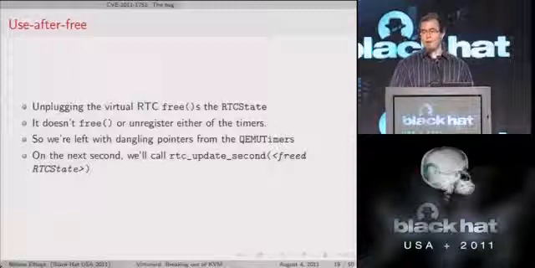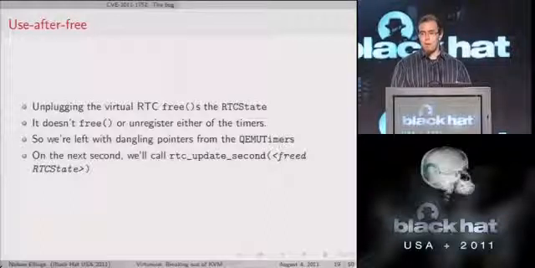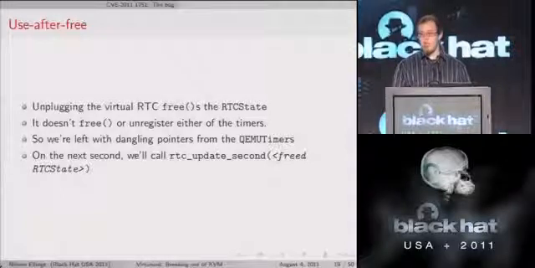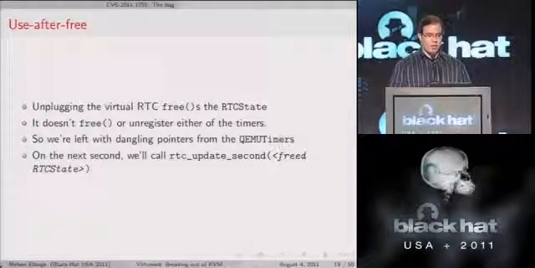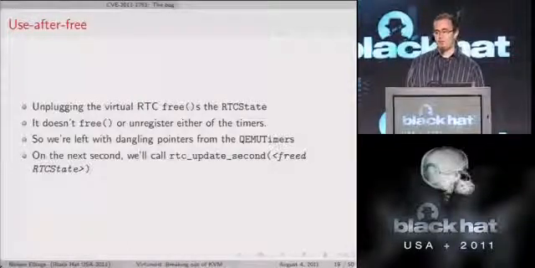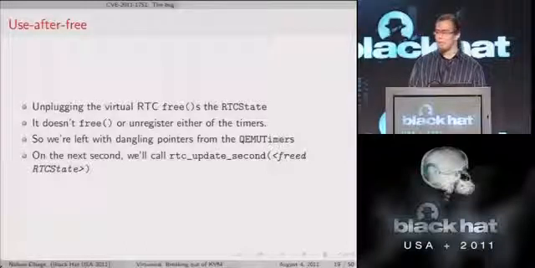But if I unplug the virtual real-time clock, that frees the memory backing the real-time clock, but its destructor doesn't clean up any of the timers that it uses. And so we're left with this timer that says, in 1 second, call a function on that real-time clock object. But that real-time clock object doesn't exist anymore, and so we have a classic use after free. And so at the next second boundary, we're going to call this RTC update second, which updates the real-time clock, on a freed object. And as you can tell, probably nothing good happens.